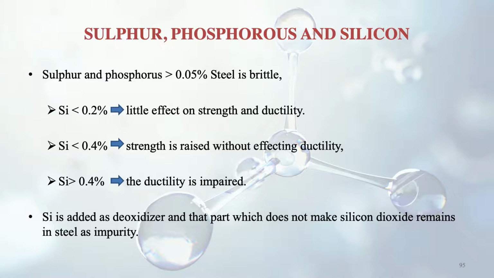Silicon is also added as a deoxidizer because it reacts with oxygen and removes it, and the part which does not form silicon dioxide remains in the steel as an impurity. So if silicon dioxide is not formed, then obviously that impurity will remain in the steel.